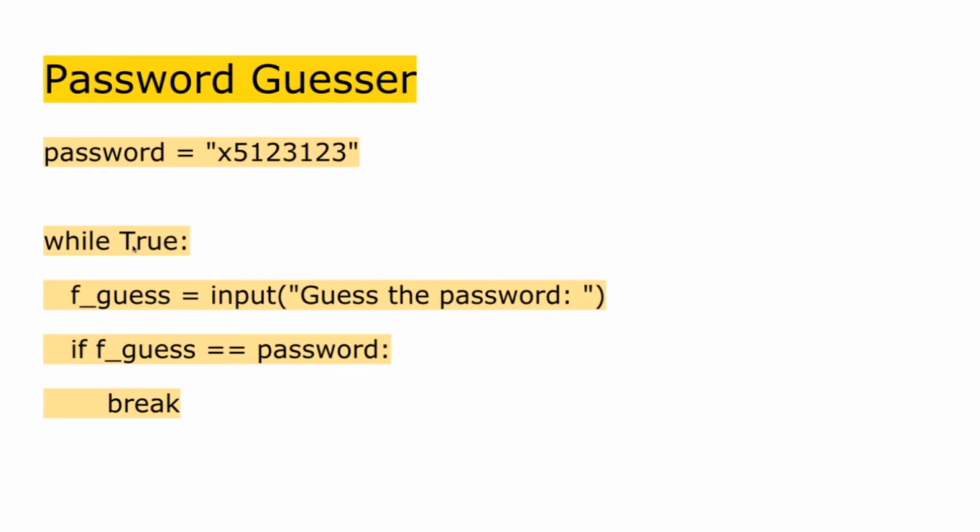While true basically means this will run forever, okay? While true, this means this will forever be true, right? True will always be true. This will run forever. Fguess is equal to input, guess the password. If fguess is equal to password, break. Okay, so this means that this will constantly run over and over until you get this password correct.